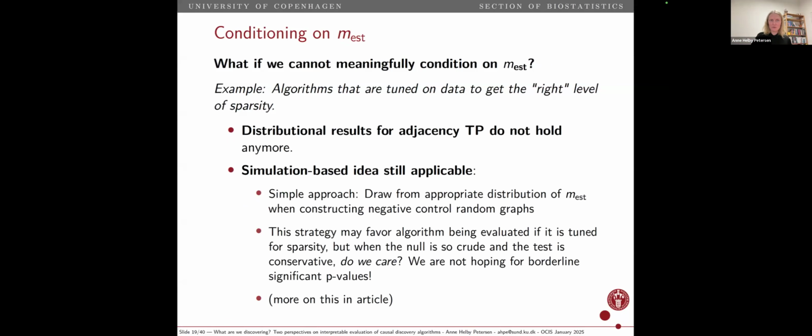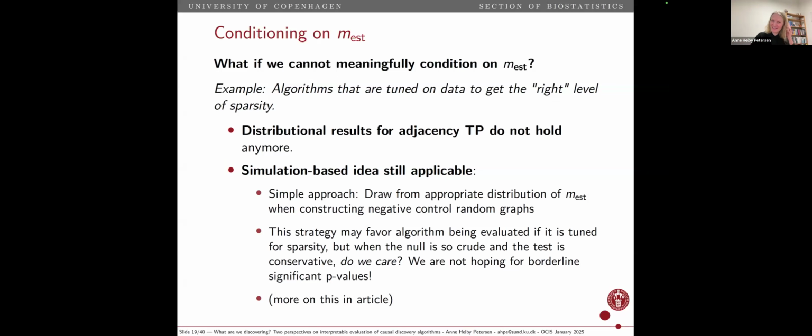If you've tuned it, I think you can still use some of the simulation-based ideas. A simple approach is just to draw from the appropriate distribution of these estimated edges. So if you repeat your algorithm a lot of times, then count how many edges it puts in, and then draw random graphs with the same number of edges from that distribution. I think that strategy might favor the algorithm being evaluated, because it's tuned for this kind of setting.